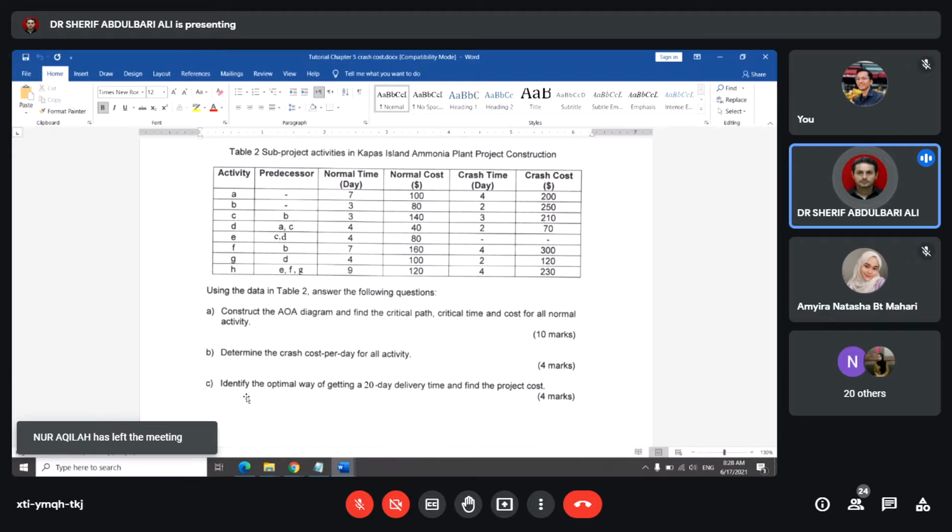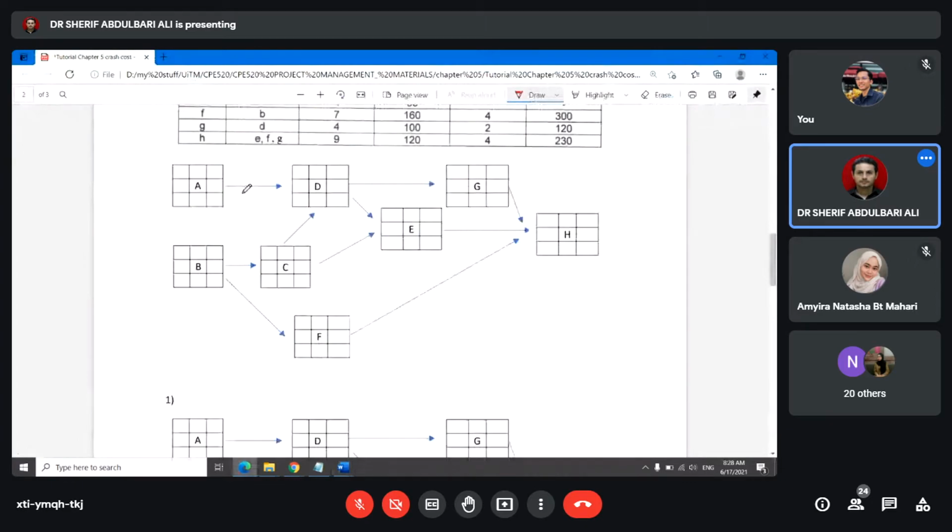Okay, so I think now you can determine the crash cost per day for all the activities. So the last thing here is how we need to identify the optimum way of getting 20 days delivery time and find the project cost for that. So remember what I said at the beginning, that we cannot crash activity E. So what we need to do here is, let's write our path first.